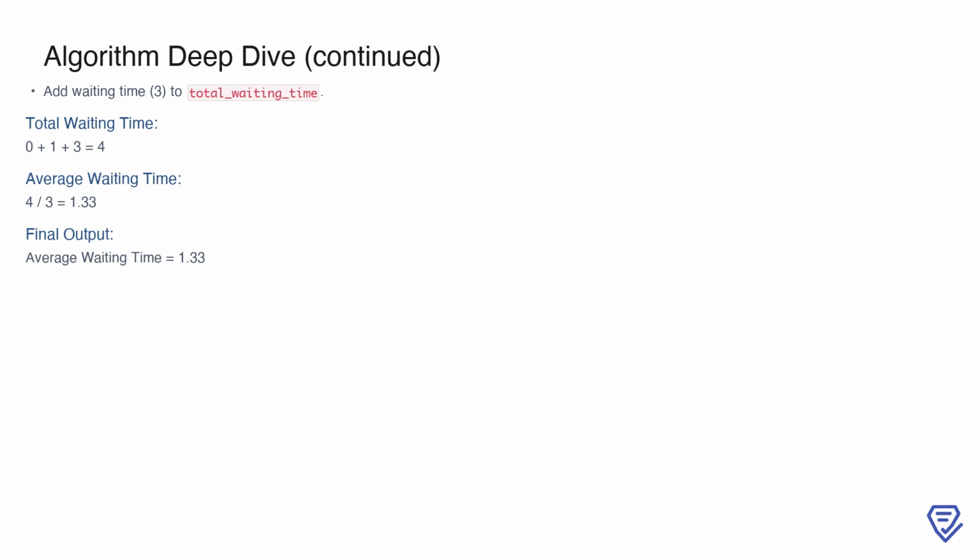Summing up, the total waiting time for all 3 customers is 0 plus 1 plus 3, which equals 4. To calculate the average waiting time, we divide this total by the number of customers, which is 3. This gives an average waiting time of 4 divided by 3, or approximately 1.33. Therefore, the final output of the algorithm is an average waiting time of 1.33. This example demonstrates how the algorithm efficiently handles the sequential processing of customers while accounting for idle times and waiting periods, producing an accurate and reliable result.